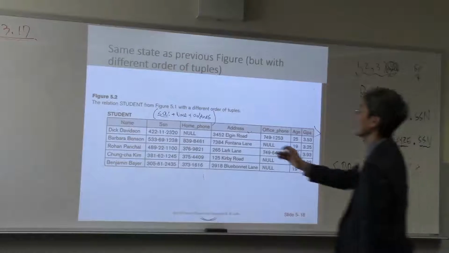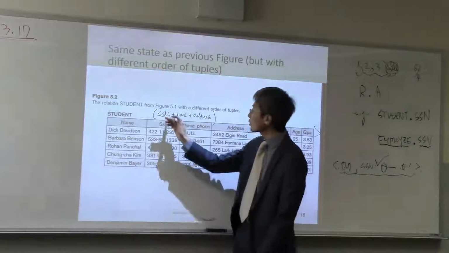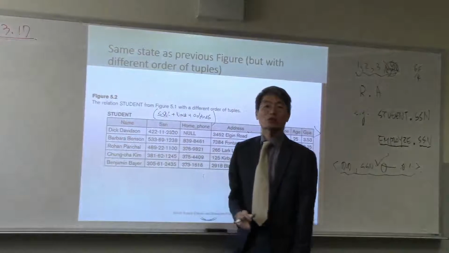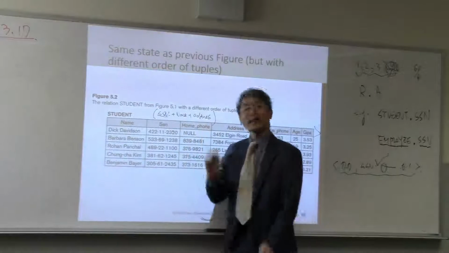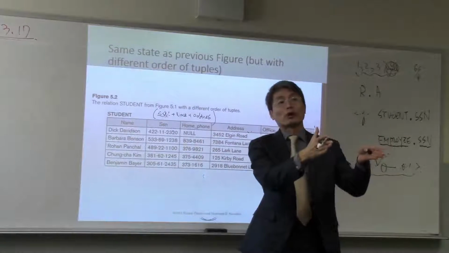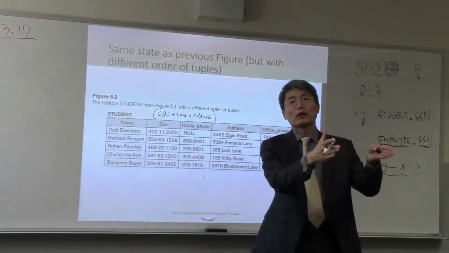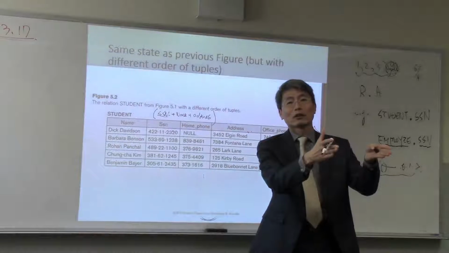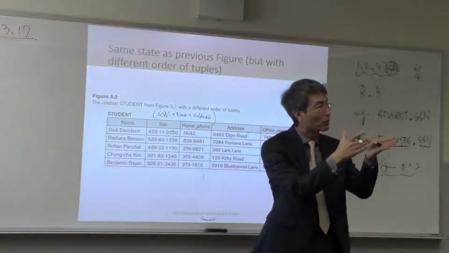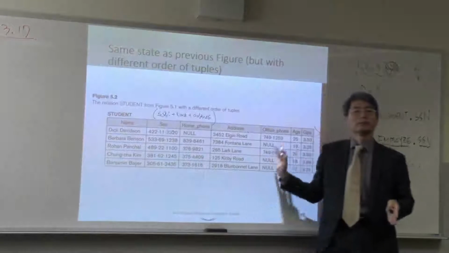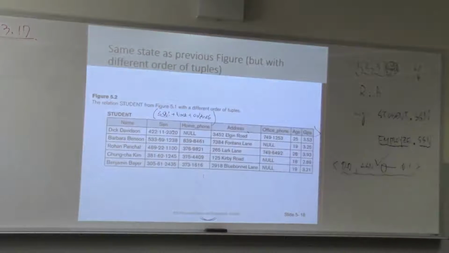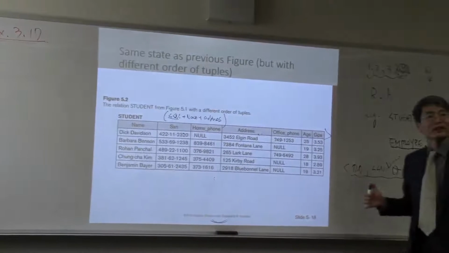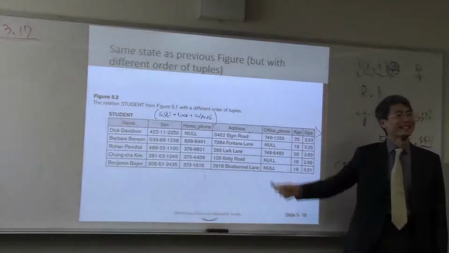So, social security number itself is a super key. Social security number plus name is also a super key. However, address itself is not a super key. Can you imagine what a super key is? So, how many super keys here? One. Just one? Why? The super key is a social security number. How many? Many.